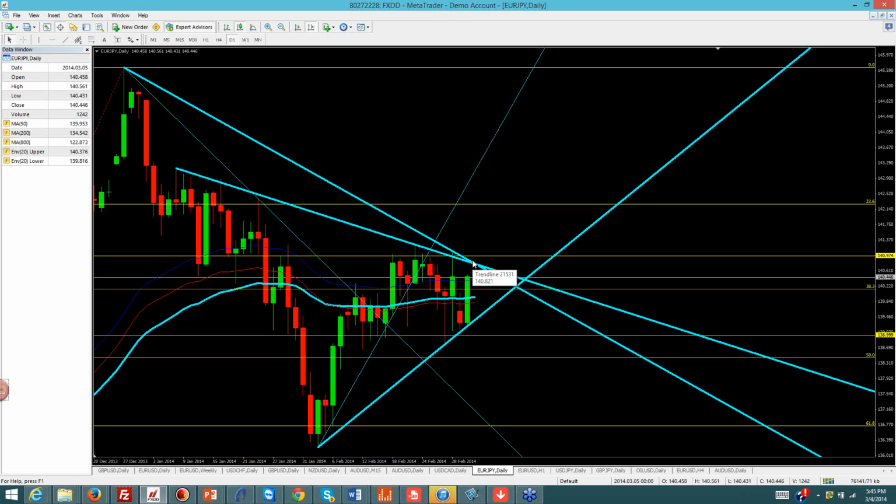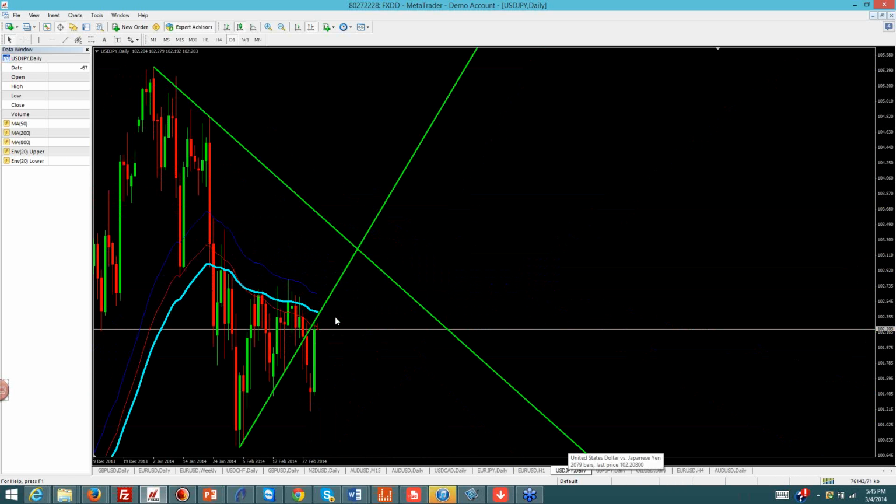So 140.80 and 140.97, that whole entire zone is very, very strong. So we're looking for price to get up here, and then we're going to look for a sell, potentially, if not a breakout. It would require a massive breakout to get above this area. So we're going to look for a sell here on the euro yen. Dollar yen actually is abutting what was previously an area of support. Now it is an area of resistance. So look for a potential sell on that.